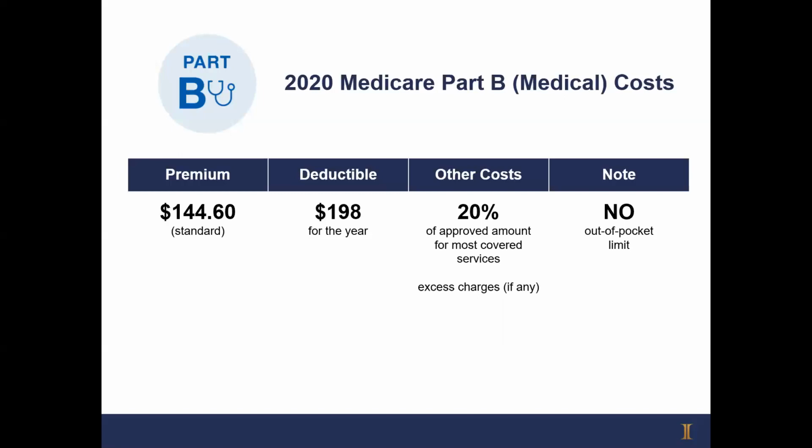So the Part B deductible is $198 for the whole year, 20% of the approved amount for most covered services, and then there is no out-of-pocket limit for the Part B as well.